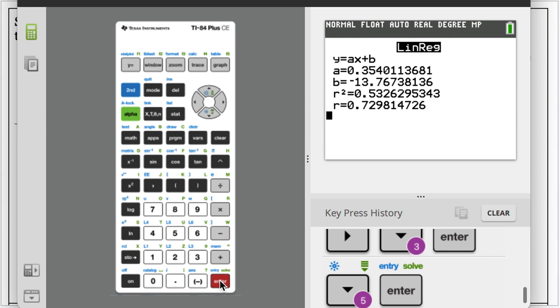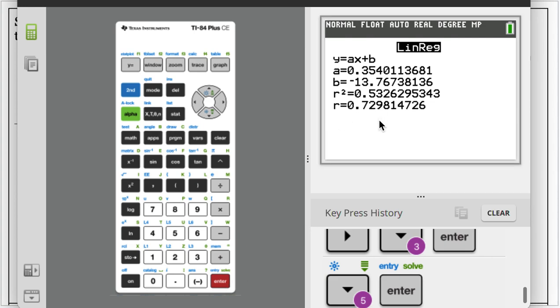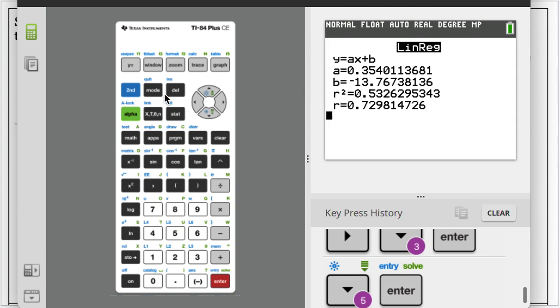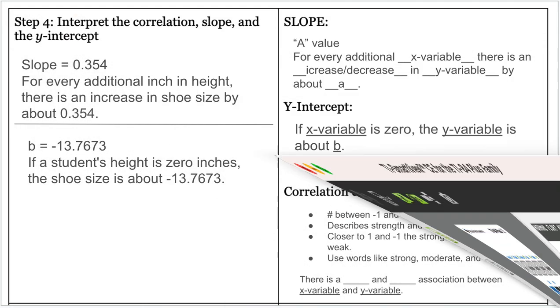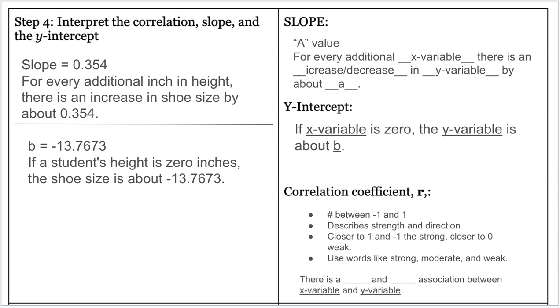We'll never talk about r squared. It's something that you'll do in AP Stats, but not here in IB World. But we will talk about that 0.7298 value. So that's our r value. That's our correlation coefficient. Your correlation coefficient is always going to be a number between -1 and +1.